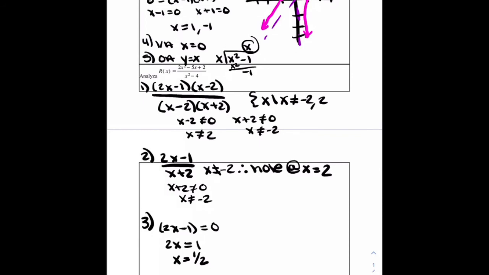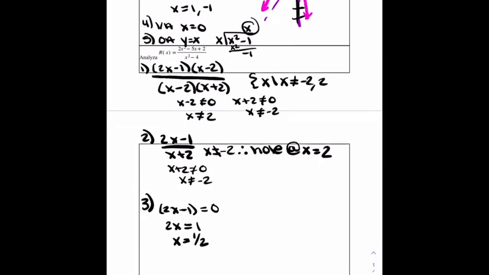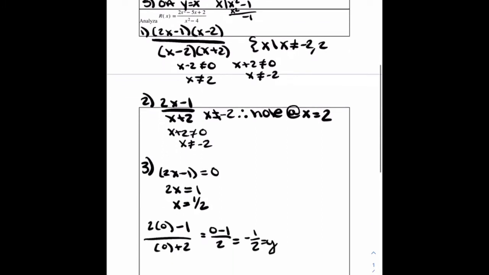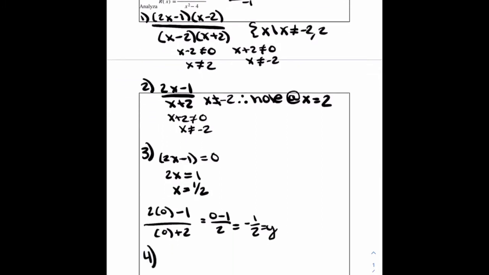Now looking at the y-intercept, you plug in 0 for x and then solve, and again, you do this in the lowest terms. So plug in 0, and then you get 0 minus 1 over 2, which equals negative 1/2. So y equals negative 1/2. Step 4, let's see if there are any vertical asymptotes. This happens at your lowest terms as well from step 2. So we have a vertical asymptote at x equals negative 2.